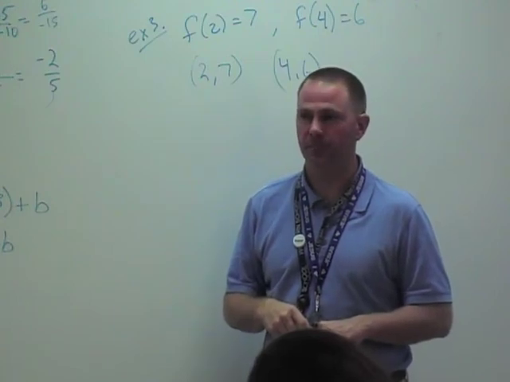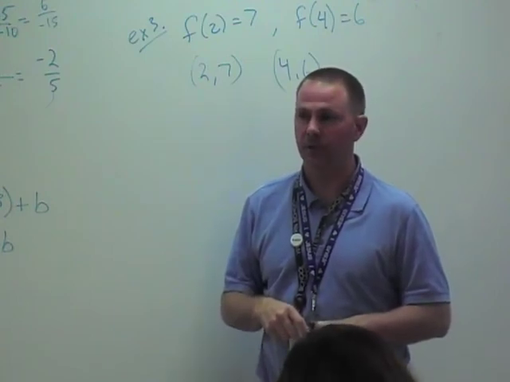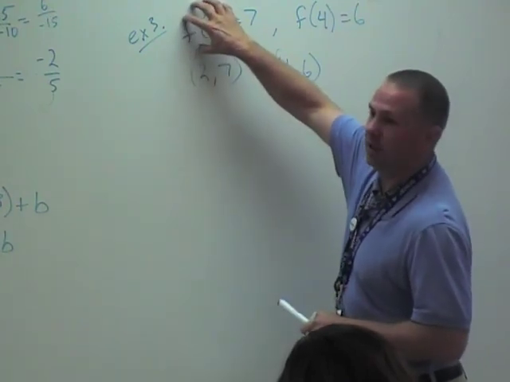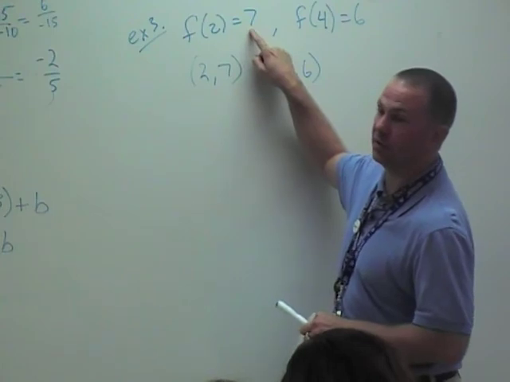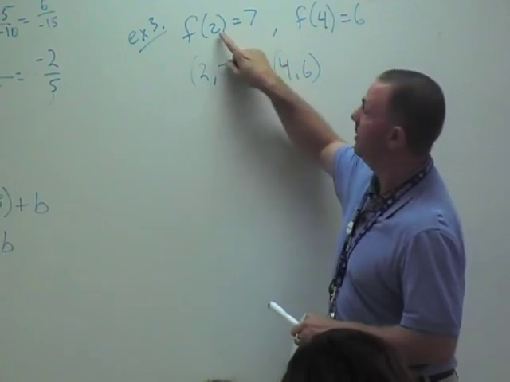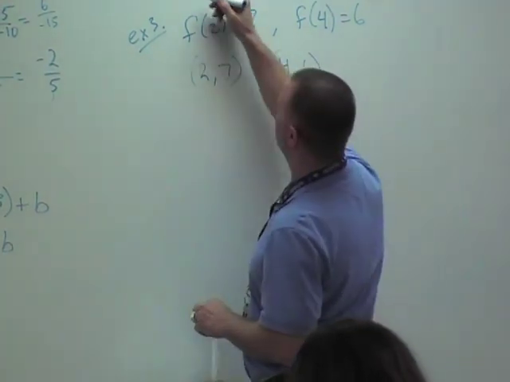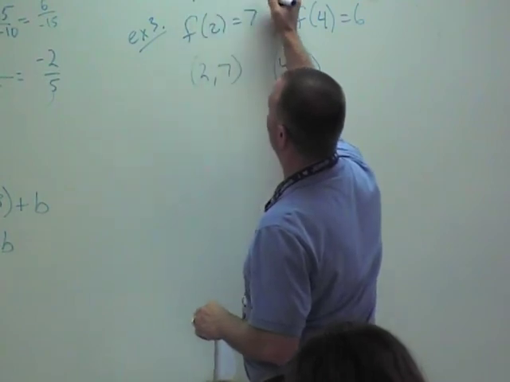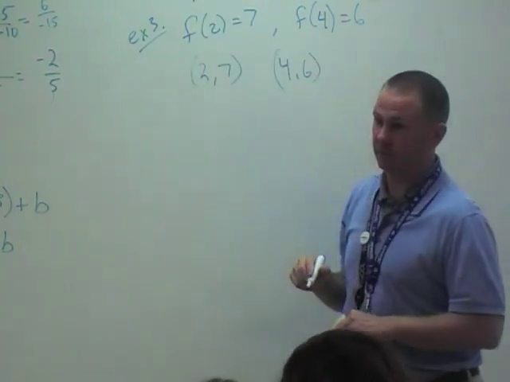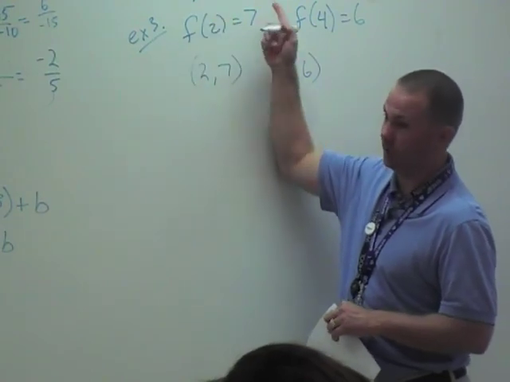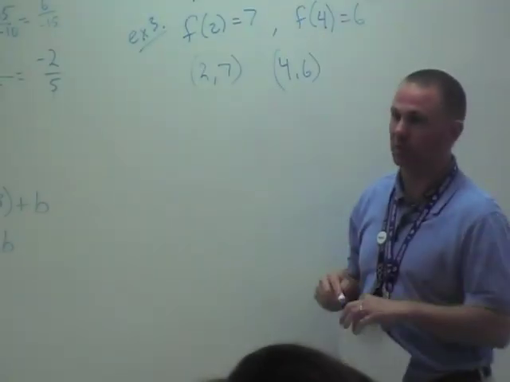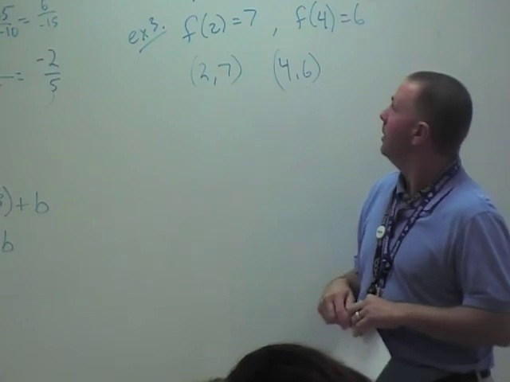I thought f of x was y. Yes. This right here is y. So y equals 7. Oh, okay. When x is 2. So f of x equals something, not y. That's the value of what y is. It doesn't say x equals 7. It says the function equals 7. The function is y. Okay.